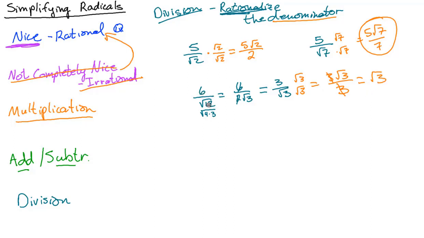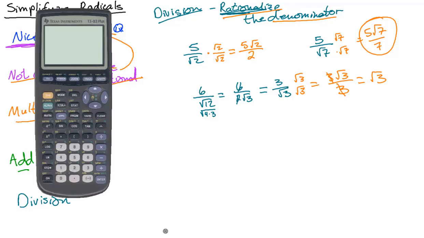No. 6 divided by the square root of 12 simplifies to the square root of 3. Yeah, rationalizing the denominator puts as much as possible into the rational world to see if anything's going to simplify. I got to check that out. Let's see if that's really true.